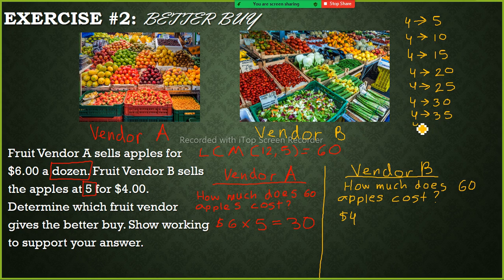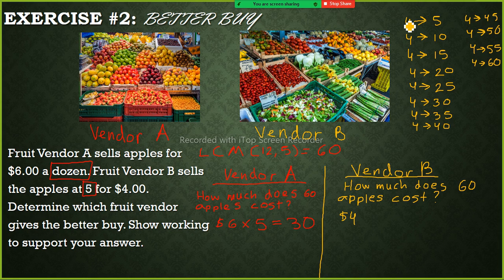Another 4. 40. Another 4. 45. Another 4. 50. Another $4. 55. Another 4. And 60. Good. So how much $4 did we give her all together?